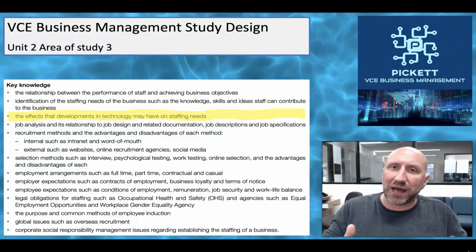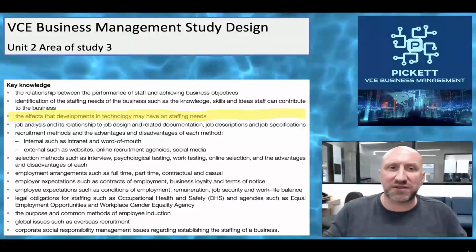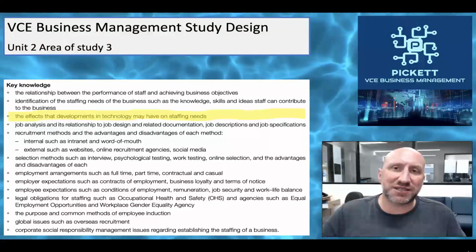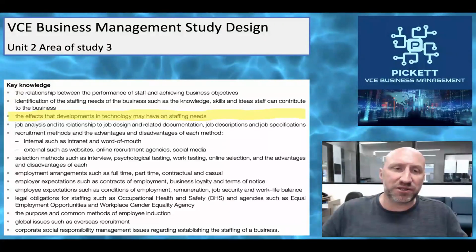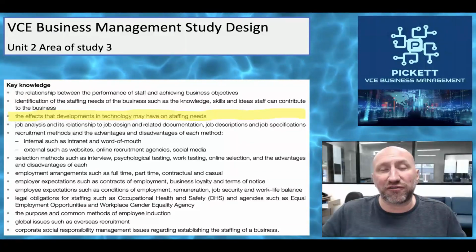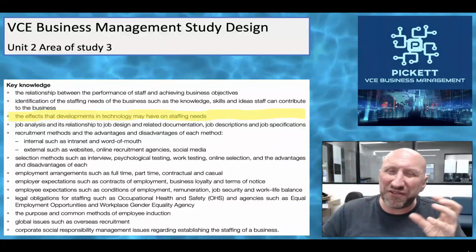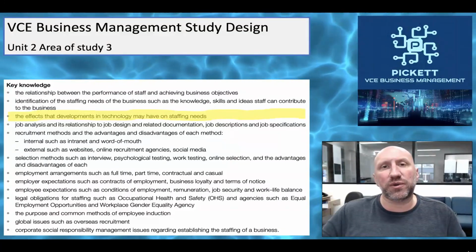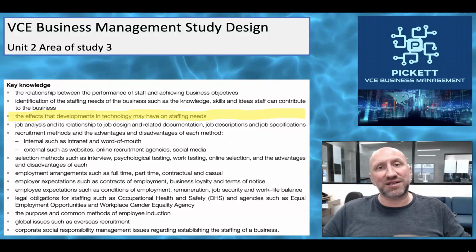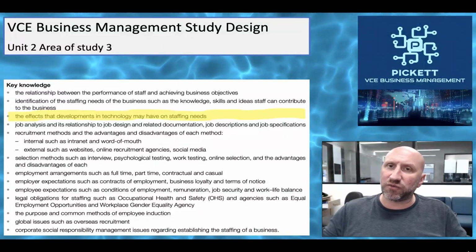But then we look at the positives and the negatives of that. So look, starting with the study design, just so you can see where this sits in the study design and how it's worded: the effects that developments in technology may have on staffing needs. Those effects, ultimately, are some positive effects and some negative effects. So that's where we're going to end up.